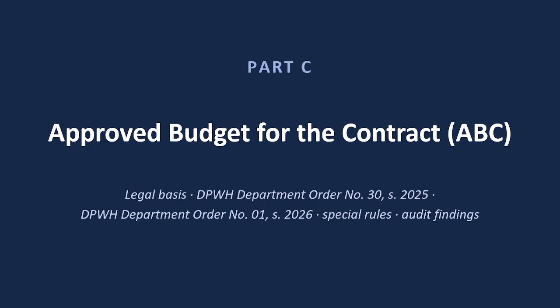Market scoping is the research activity that directly produces the price data used to compute the ABC you are about to learn about. If the ABC figure is wrong, it is very often because the underlying market scoping was skipped, outdated, or incomplete, so keep that earlier video in mind as we go through this one. Let's begin with the ABC. Part C, Approved Budget for the Contract, ABC.